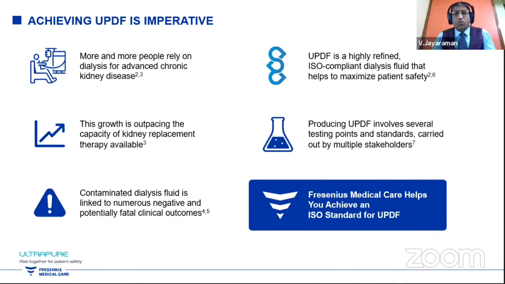Producing UPDF involves several testing points and standards carried out by multiple stakeholders. So the testing part is still lacking in the subcontinent. The endotoxin needs to be checked even for the hemodialysis treatment. Fresenius Medical Care helps you to achieve ISO standard. More than Fresenius Medical Care, the ISO document part 5 talks about the ultra-pure dialysis fluid. The CFU should be less than 0.1 per ml and the endotoxin 0.03 per ml. This doesn't end there. They are also giving guidance on how to achieve them.